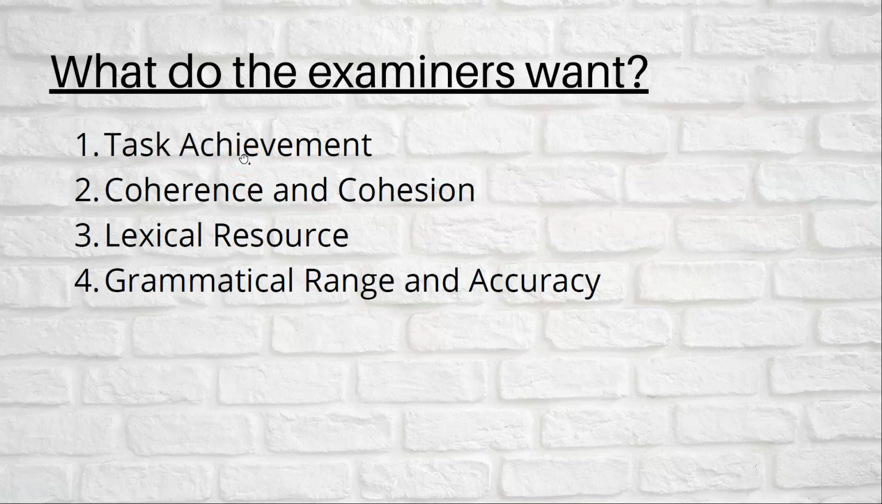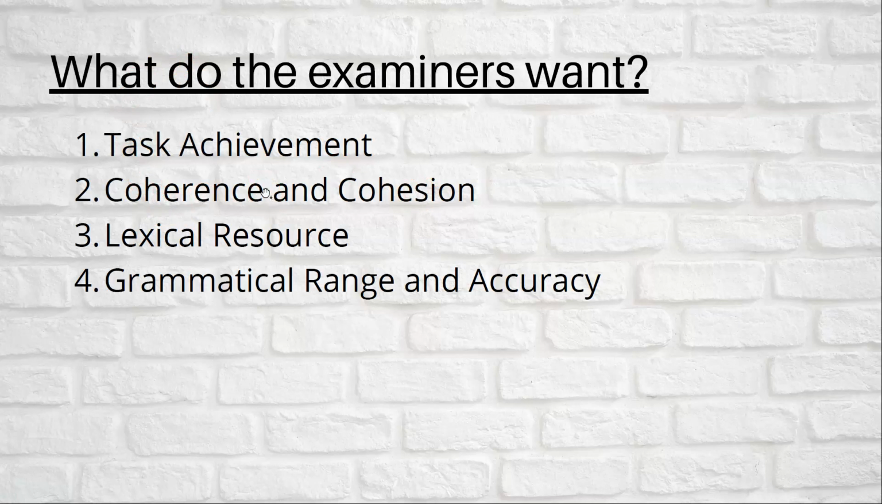So if the question requires you to make a summary or a report with at least 150 words, the details of task achievement are that you satisfy all the parts of the task. Specifically for academic task 1, it is important that you have an overview. It is important that you have paraphrased the question in the beginning. It is also important that you carry forward whatever you have written in the overview in the description paragraph. Coherence and cohesion.